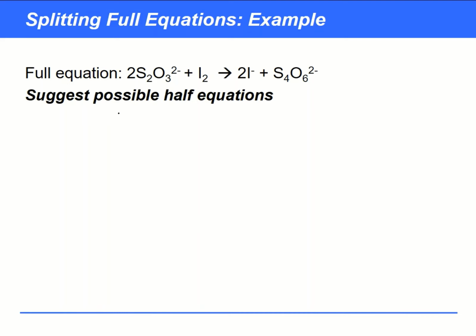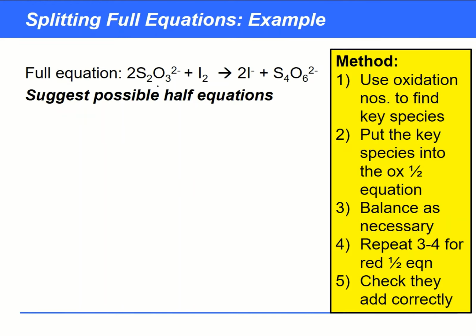Now here's a second situation where we're going to split a full equation, and we're asked to suggest possible half equations when we don't know either one of them. So this is a bit more guesswork. The method we're going to use starts off similar, but then slightly diversifies because we haven't got anything to subtract. So we're going to need to build up from the key species. The first thing we're going to do is use the oxidation numbers to find the key species. If we start with this, we realise that actually the sulfur goes from +2 here to +2.5 on average in the thiocyanate. And so we've got sulfur being oxidized.